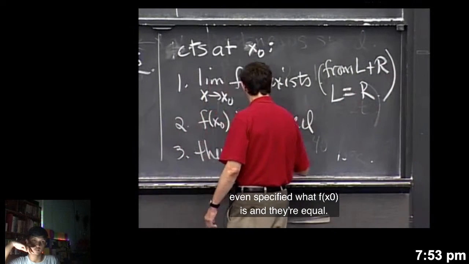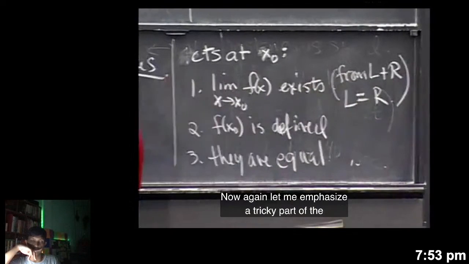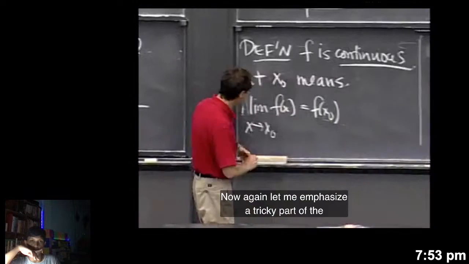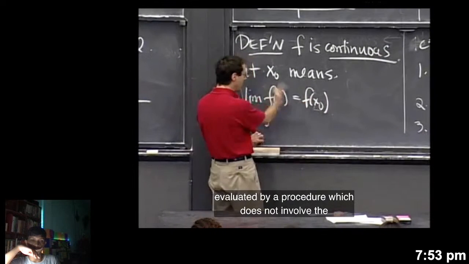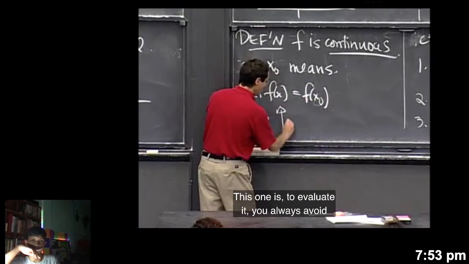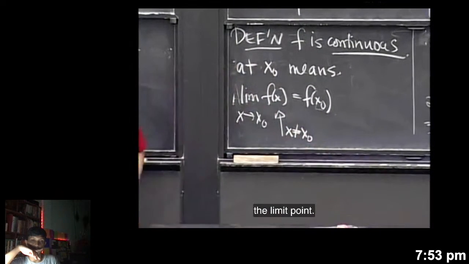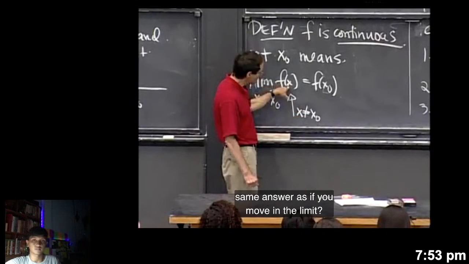Okay? So that's the situation. Now, again, let me emphasize a tricky part of the definition of a limit. This side, the left-hand side, is completely independent, evaluated by a procedure which does not involve the right-hand side. These are separate things. To evaluate it, you always avoid the limit point. So that's, if you like, a paradox, because it's exactly the question: is it true that if you plug in x0, you get the same answer as if you move in the limit? That's the issue, that we always avoid the limit point.